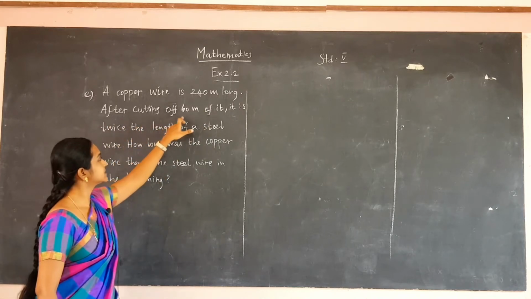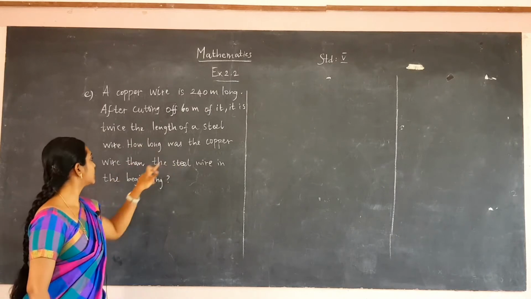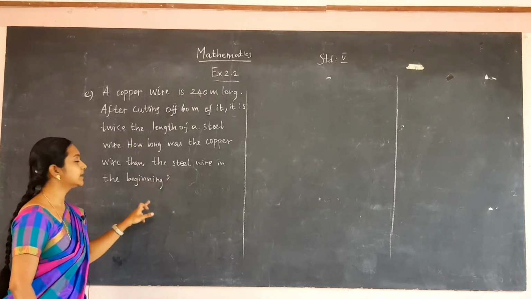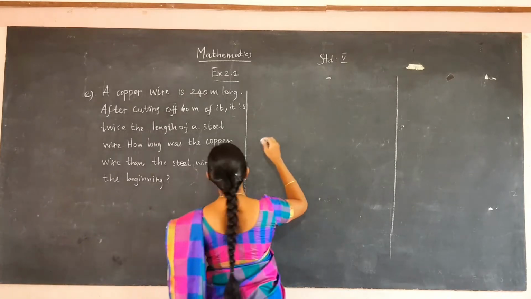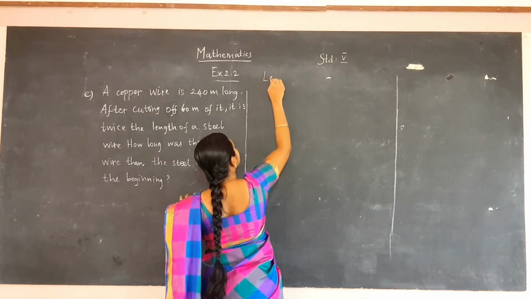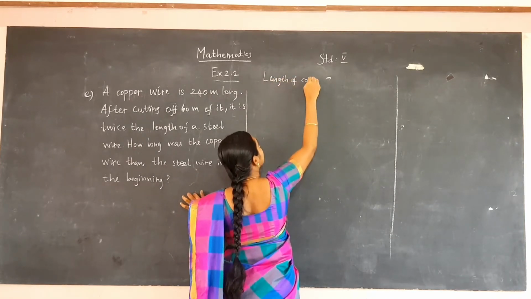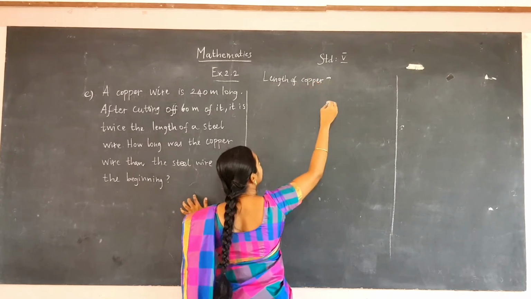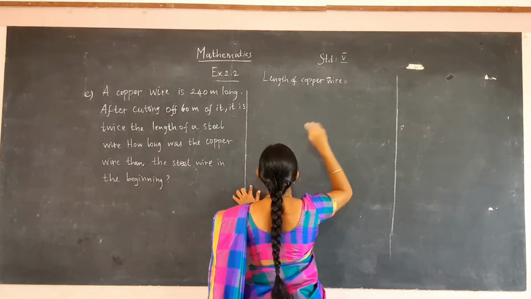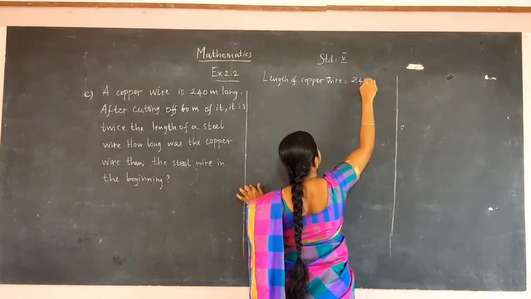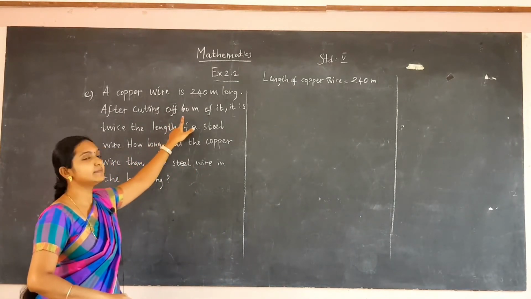After cutting 60 meter of it, it is twice the length of a steel wire. How long was the copper wire than the steel wire in the beginning? Now what is given? The length of the copper wire is given. It is given as 240 meter. Now it is cut off 60 meter.